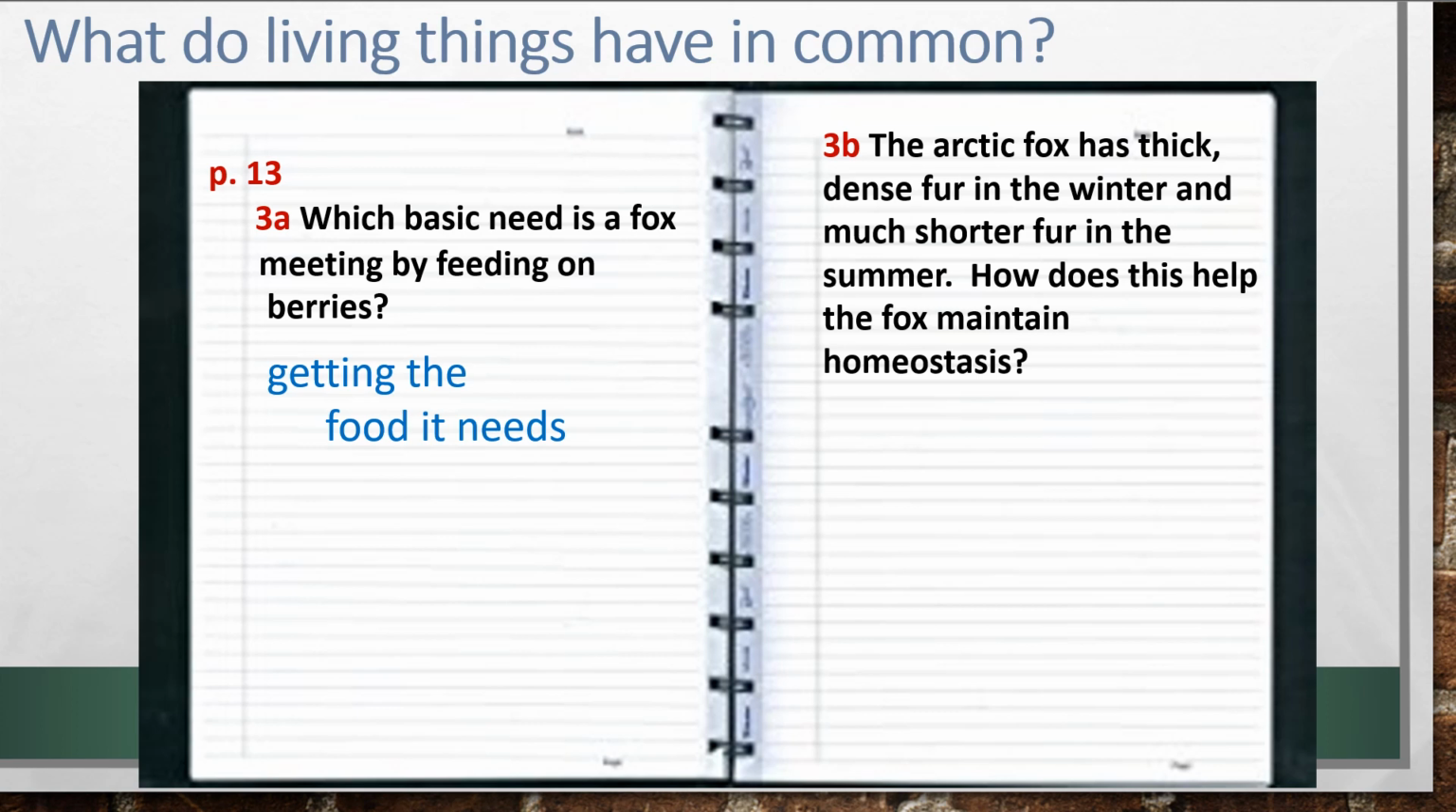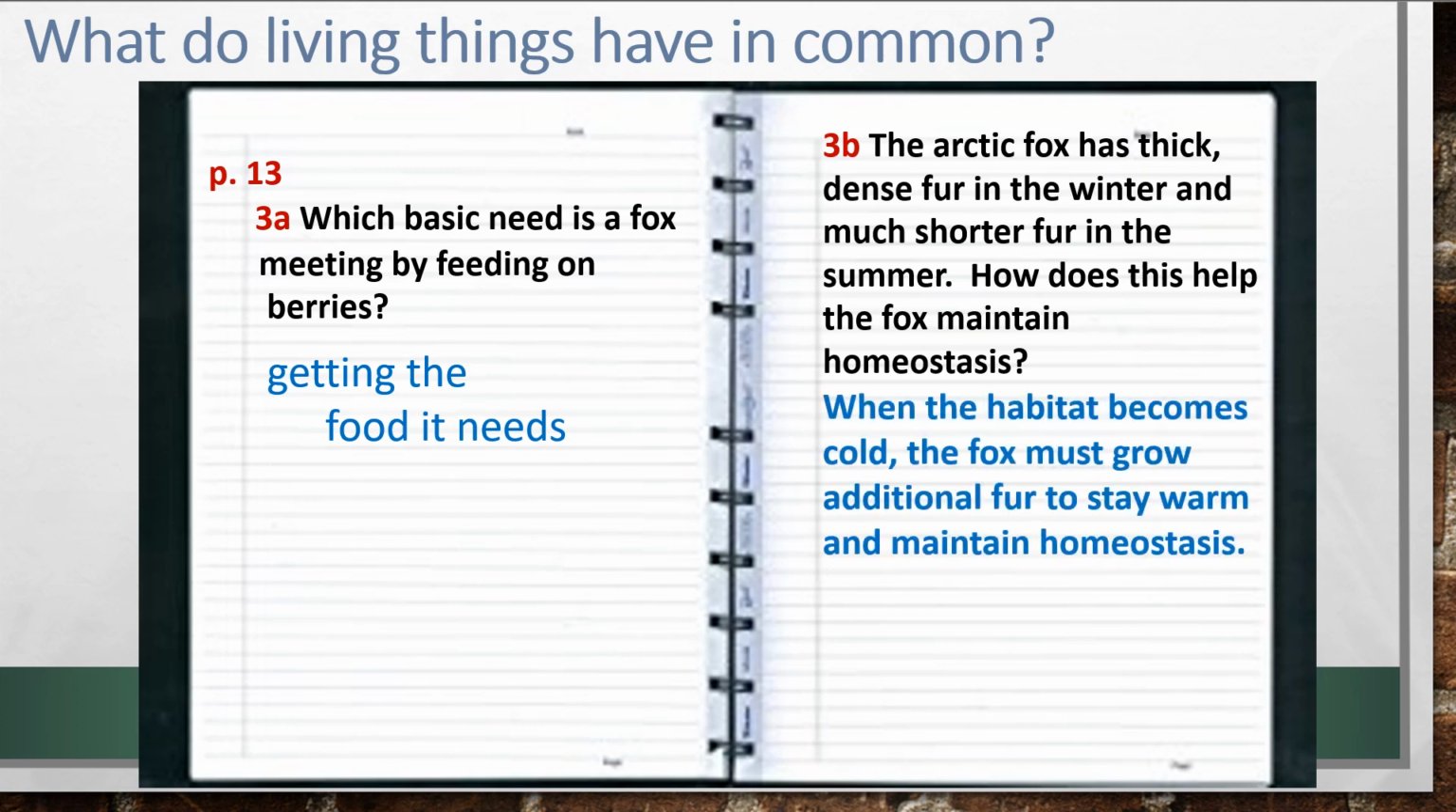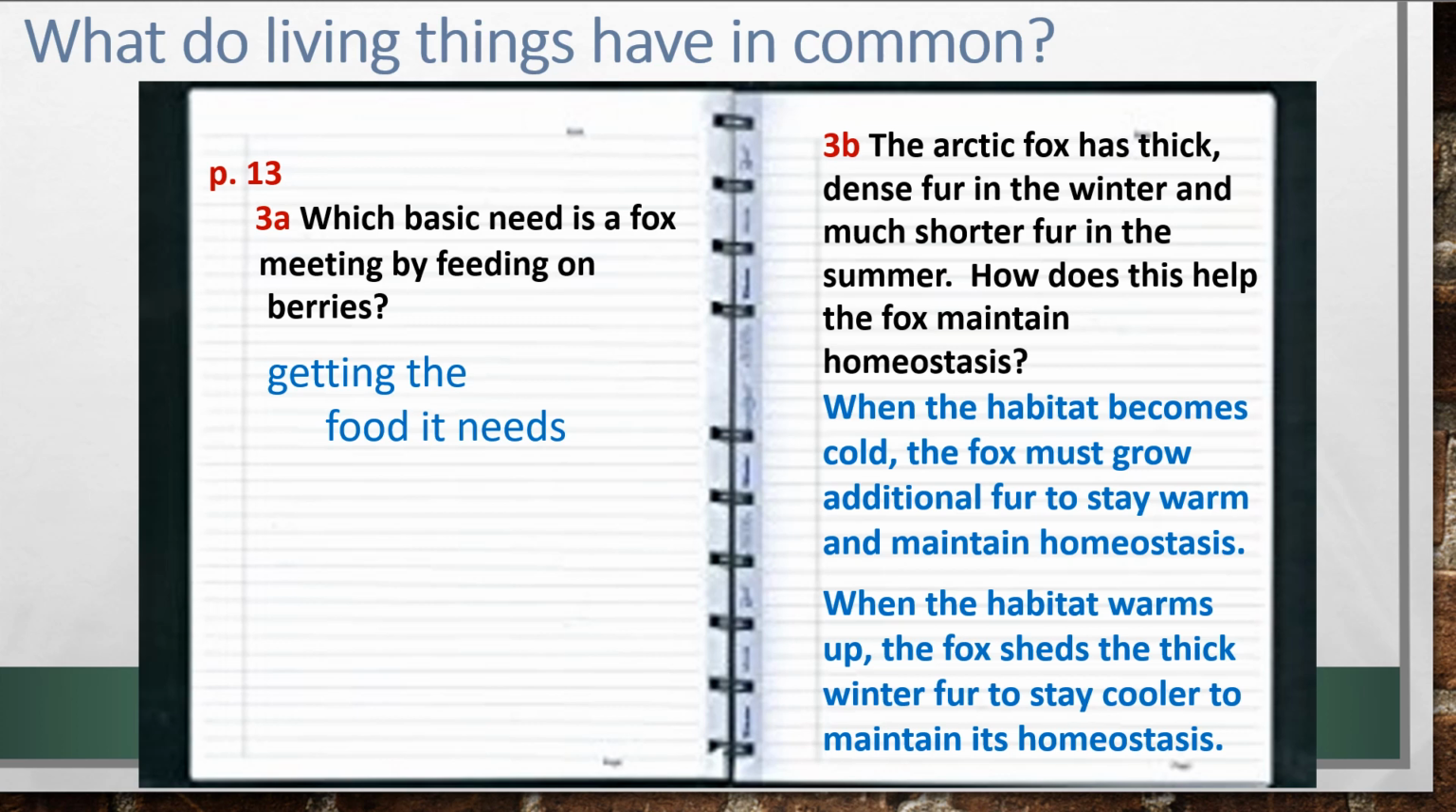3B says the Arctic fox has thick, dense fur in the winter and much shorter fur in the summer. How does this help the fox maintain homeostasis? This has a two-part answer. The first one: in the winter, when the habitat where it lives becomes cold, the fox must grow additional fur to stay warm and maintain its homeostasis. However, when it begins to warm up, if it kept all that fur, it's going to get too hot, right? So it has to be able to cool down. So the fox sheds off that thick winter fur and stays cooler in the summertime and is able to continue to maintain its homeostasis.